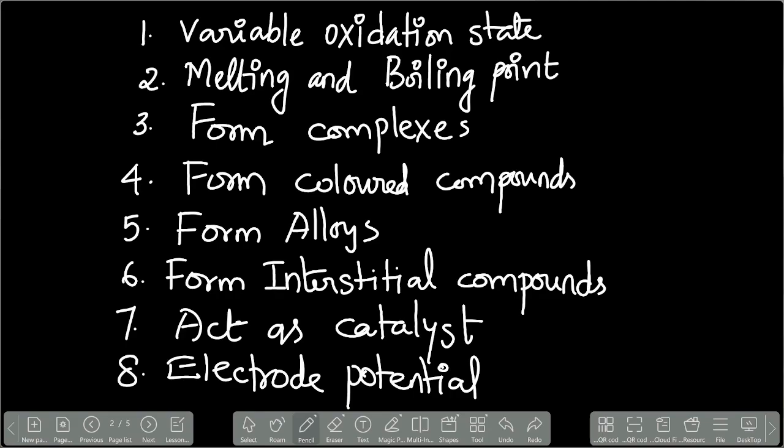And also it forms complexes, forms colored ions, colored compounds, forms alloys, forms interstitial compounds. Actually, for these four properties, complexes, colored compounds, alloys and interstitial compounds, you need to write the conditions. In which condition will it form complexes, right? For example, copper sulfate reacts with ammonia.